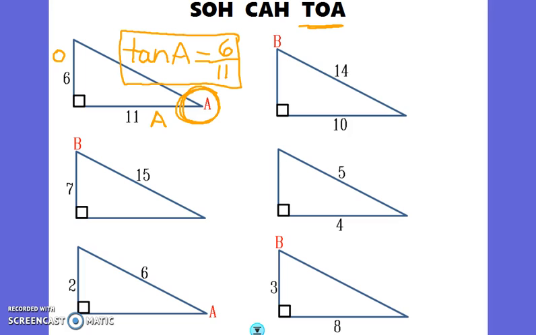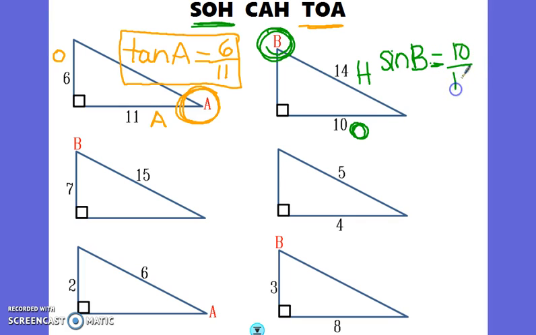On the next one, angle B is our focus. You'd have to know what sides those are considered. Well, this is the hypotenuse. And if we're up at angle B, what would side 10 be? It would be the opposite side. So then I'm going to want to pick one that has an O and an H involved, and that's sine. So for this one, I'm going to write sine of that top angle B equals 10 over 14. And I really don't care if you reduce that.